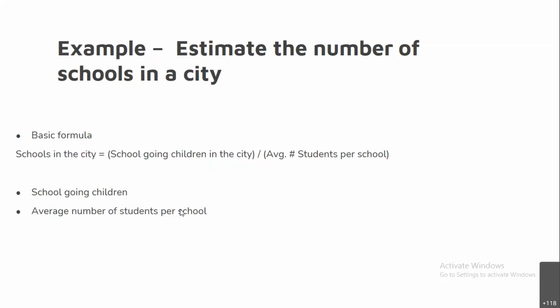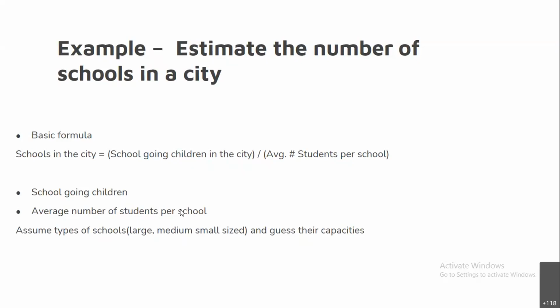Now what do you do about this? A basic idea for this would be assume different types of schools and guess their capacities. What does this mean? This means we are scaling up from one school to the total number of schools. So every school is not equally sized, right?